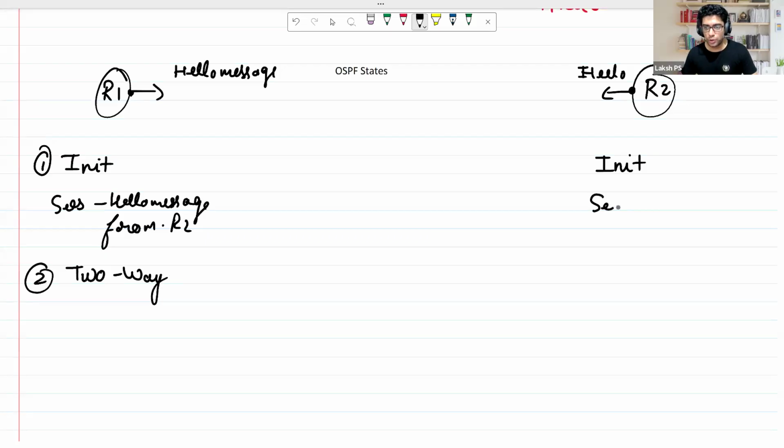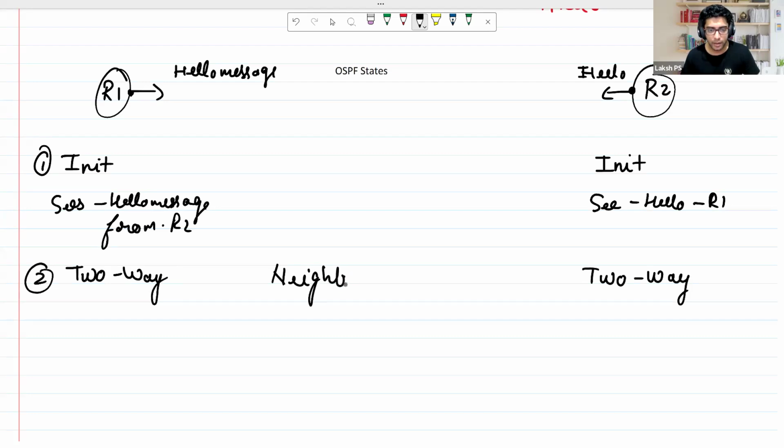Similarly, R2 will also see the hello message from R1. When it sees the parameters matching, it will also move into a two-way state. This basically is called the neighborship. Neighborship in OSPF. This is what you call it as neighborship in OSPF.